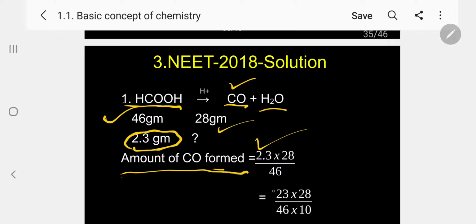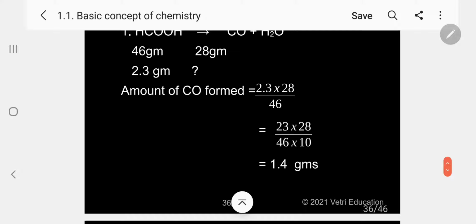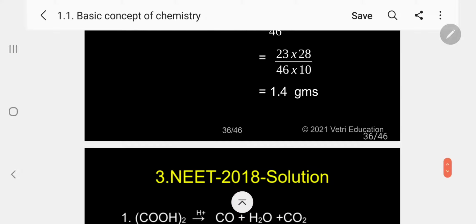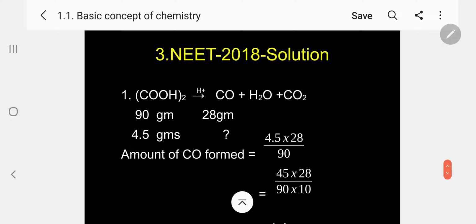Now, in order to calculate, I must remove the fraction. To remove the fraction, what is the condition? If it is 1 decimal, remove the decimal by placing 10 below; for 2 decimals, 100, like this. Now directly calculate: 46 into 2 is 23... 2 into 28 is 14, 14 by 10 is 1.4. Please follow. The answer will be 1.4 gram from 2.3 grams of formic acid.